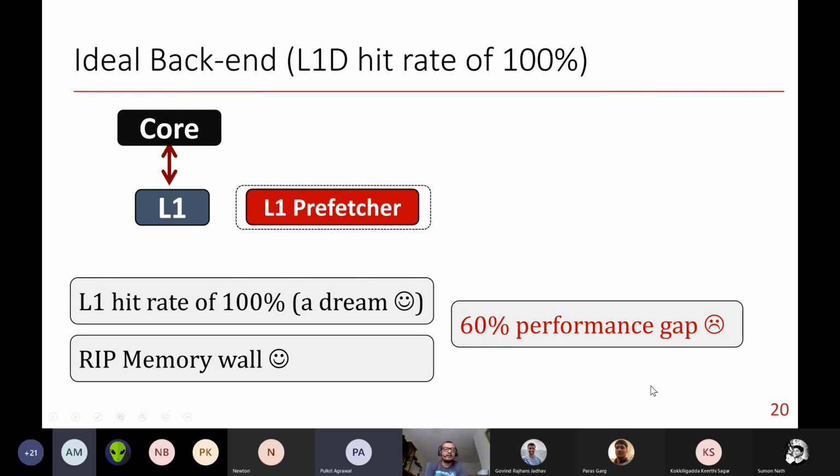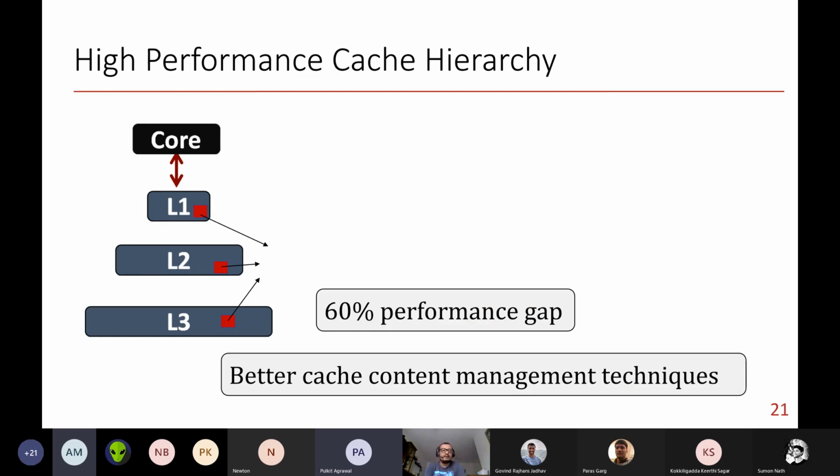You won't get it, but that's the hope. That's the ideal performance you can get. In today's world, if I compare the state of the art ideas and the scope available, there is still a 60% performance gap between a state of the art prefetcher and an ideal L1D that provides a hit all the time. So it's not about only L1D.